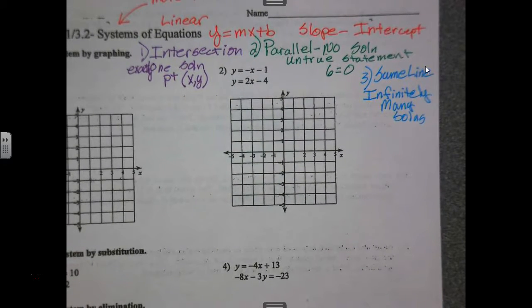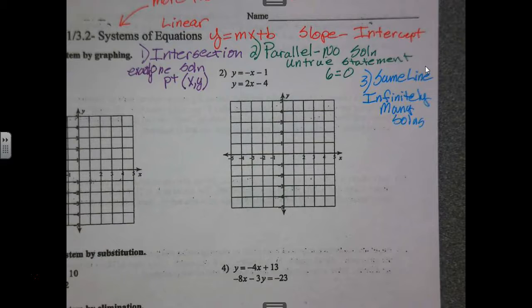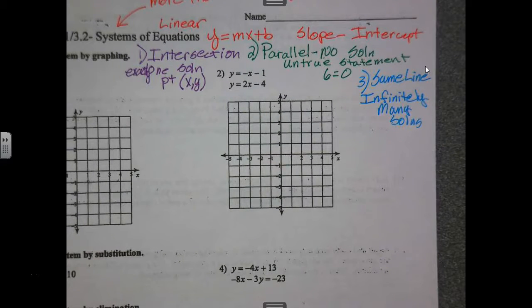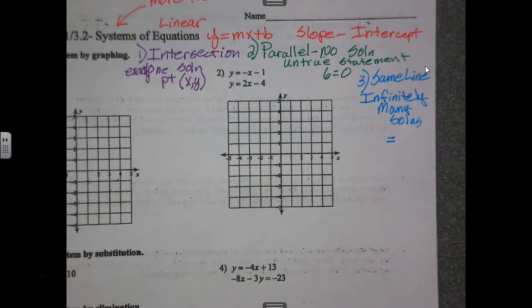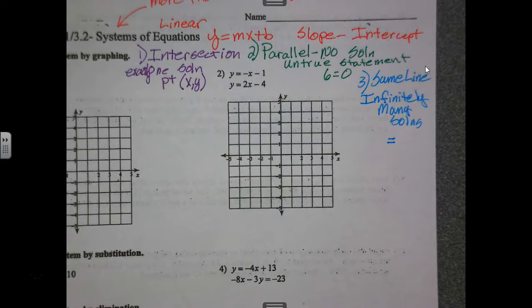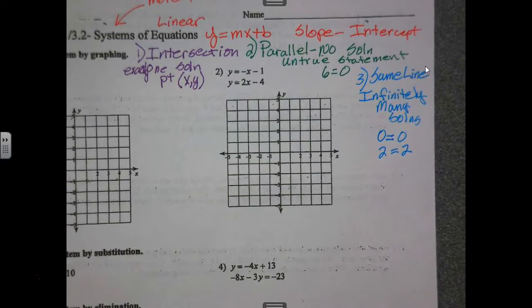Now, what's that going to look like algebraically, Noah? I'm going to get something equals something, right? You're going to get the same number equals the same number: 0 equals 0, 2 equals 2. When you get that, you know you have infinitely many solutions. Those are the 3 conditions with systems of equations.